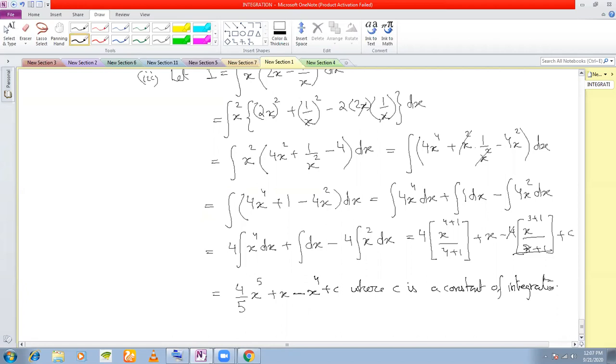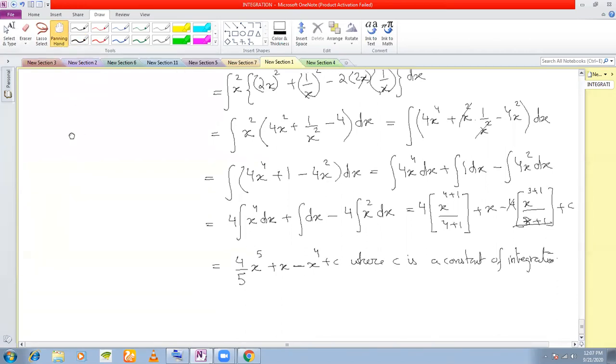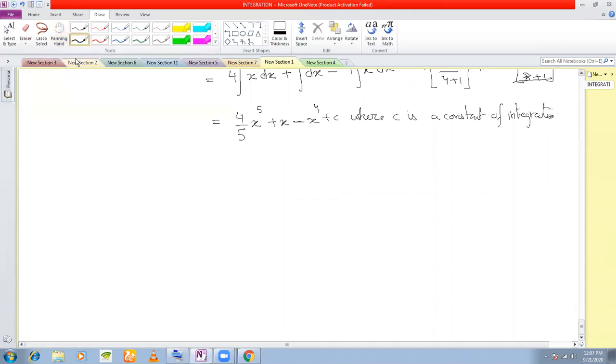We have done the integration of algebraic functions till now. Let's see how to do the integration of trigonometric functions. Let us say evaluate. We give you 3 problems here. First one is integral sine x cos x dx. It's a very simple one.